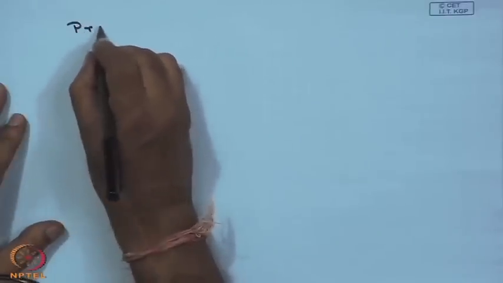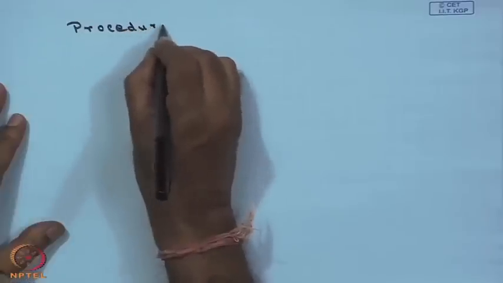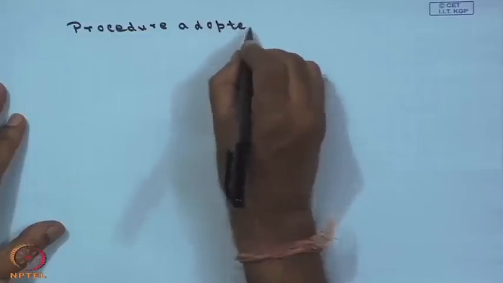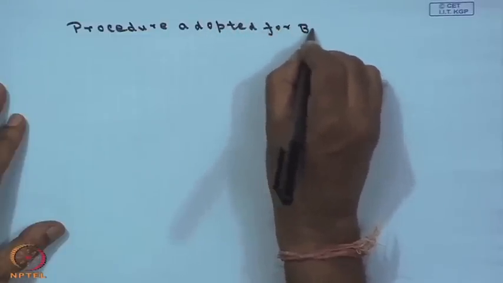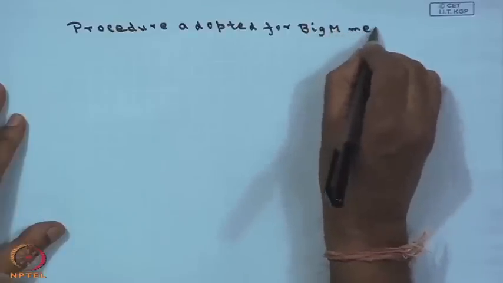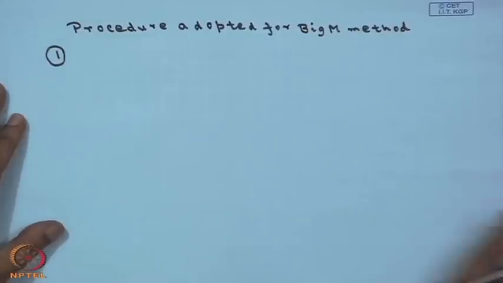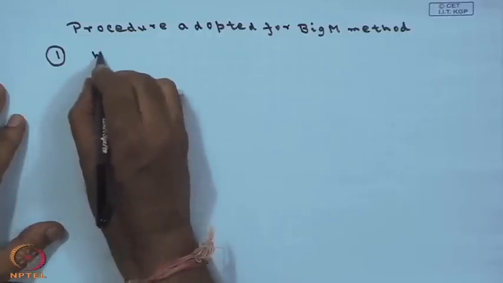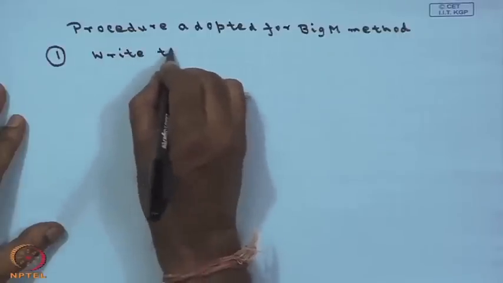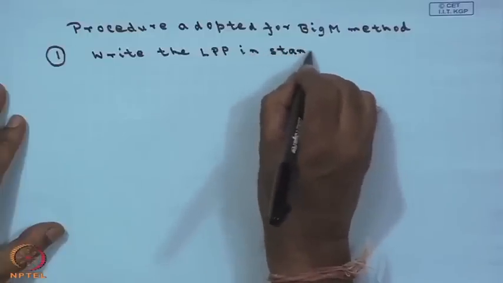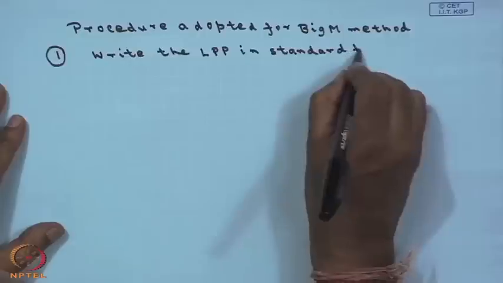Now, let us rewrite whatever we have told already. What is the procedure adopted for big M method? I am just writing, it will be easy to remember for you. So, the first step is: write the LPP in standard form.